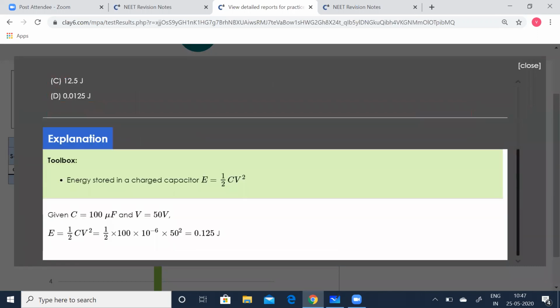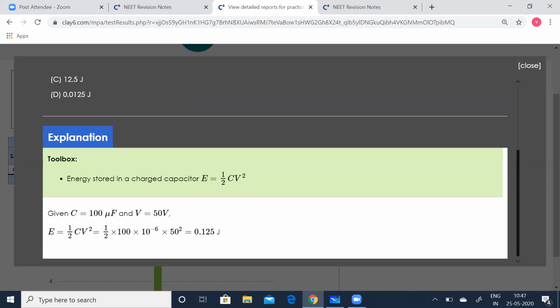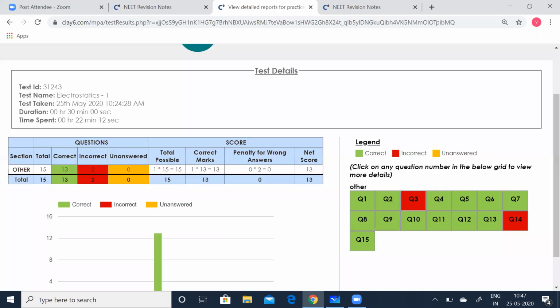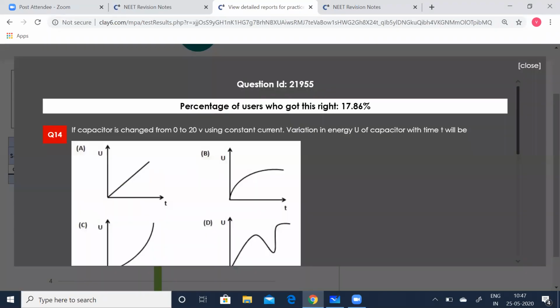Let's see the explanation part. You can scroll down and see the explanation part. C is equal to 100 microfarad and V is equal to 50 V. So E is equal to half CV squared, which is equal to half into 100 into 10 to the power of minus 6 into 50 squared, which is equal to 0.125 joules. Right? Now close that.